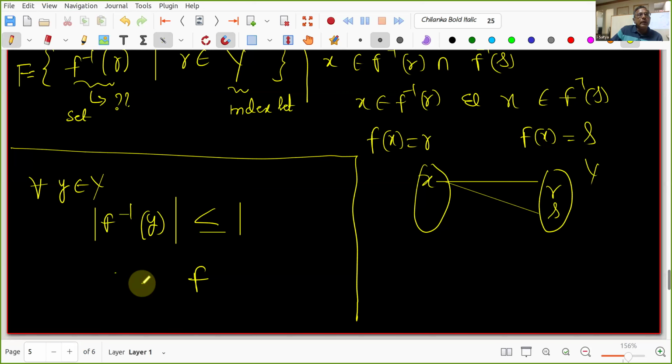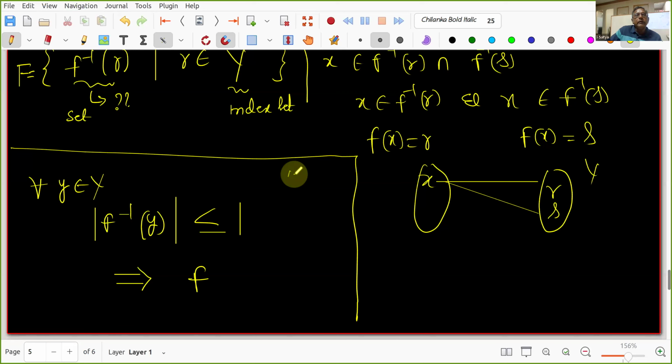Can somebody comment on that? f inverse of y is the pre-images of y, right? I take y in the codomain and I'm looking at the pre-images. The pre-image is either empty, no pre-image, or cardinality less than or equal to 1, which means the pre-image is only one element or none. What can you say about f in that case?